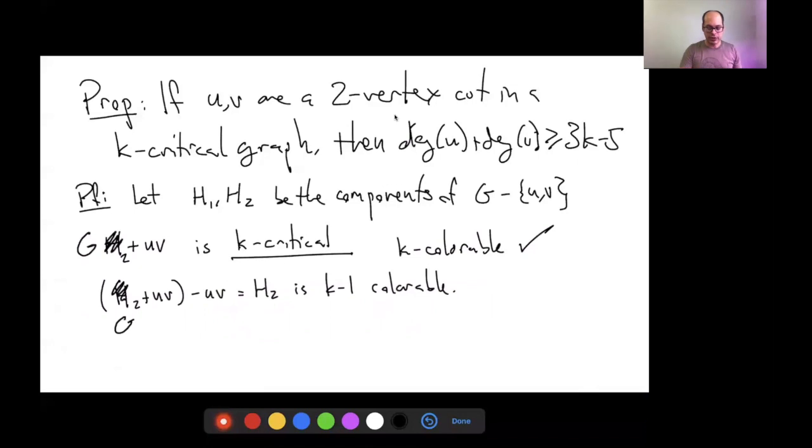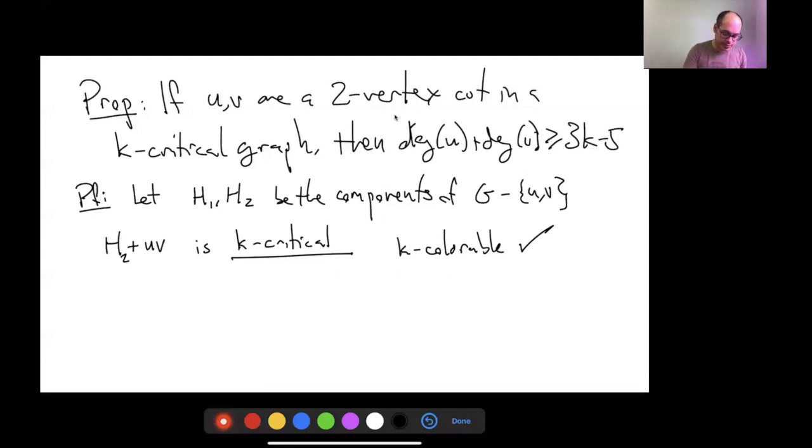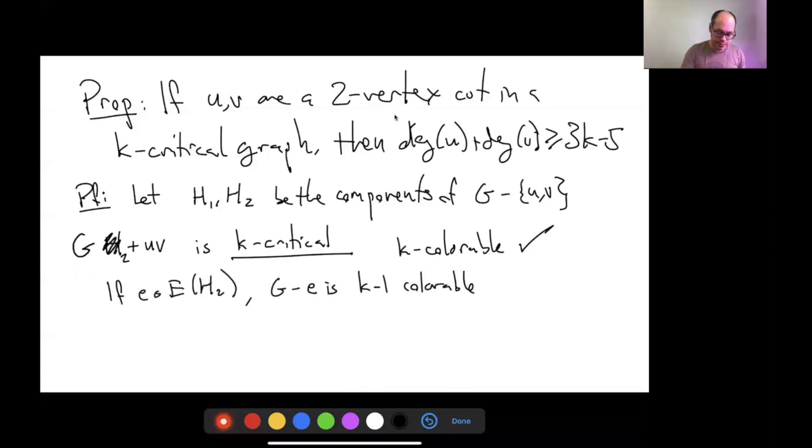In this G2 plus UV, I have one special edge, the UV edge, and then I have the other edges. If you remove the UV edge, then of course you have a proper subgraph of G, and because G was K critical, this is K minus 1 colorable. Okay, so this is K colorable when you add that vertex U back in.